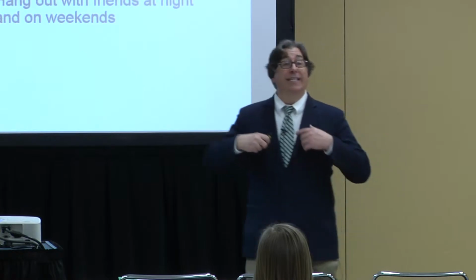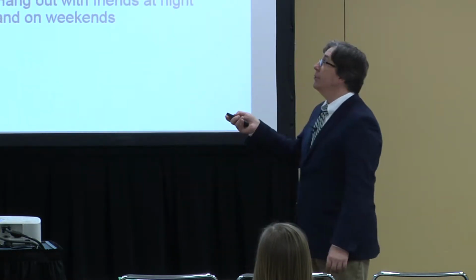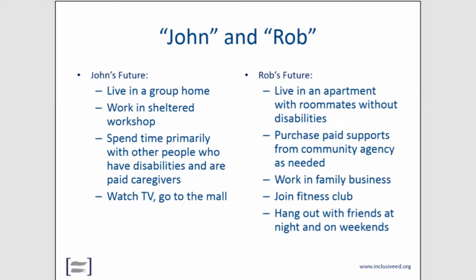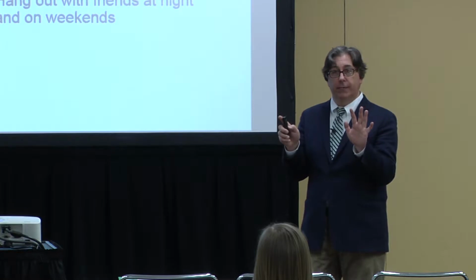When asked to predict the future for each of these kiddos, this is what the teams came up with. John's team said he'll live in a group home, he'll work in a sheltered workshop, he'll spend time primarily with other people who have disabilities and are paid caregivers, he'll probably watch a lot of TV and go to the mall. Rob's future, he'll live in an apartment with roommates without disabilities, he'll purchase paid supports from community agencies as needed, he'll work in the family business, join a fitness club, and hang out with friends at night and on weekends. Two very different futures are in mind from these teams.